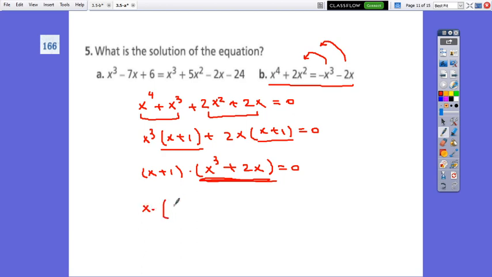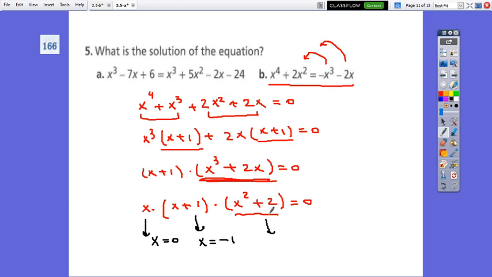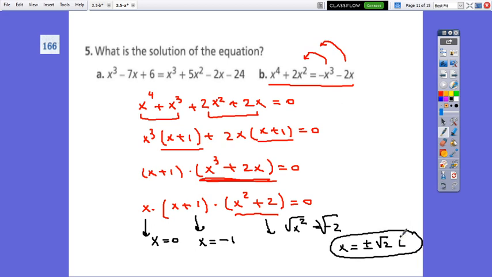The second factor, the common factor is x. Because it's a monomial, I'll put it in front. So it will be x squared plus 2 equals 0. The last factor cannot be factored in real numbers. So using the zero property, from the first factor, x equals 0. From the second one, x plus 1 is 0, which means x equals negative 1. 0 and negative 1 are real numbers. And from the last one, x squared equals negative 2, take the square root on both sides, x equals plus or minus square root of 2 i. So the last two zeros are not real. Thank you.